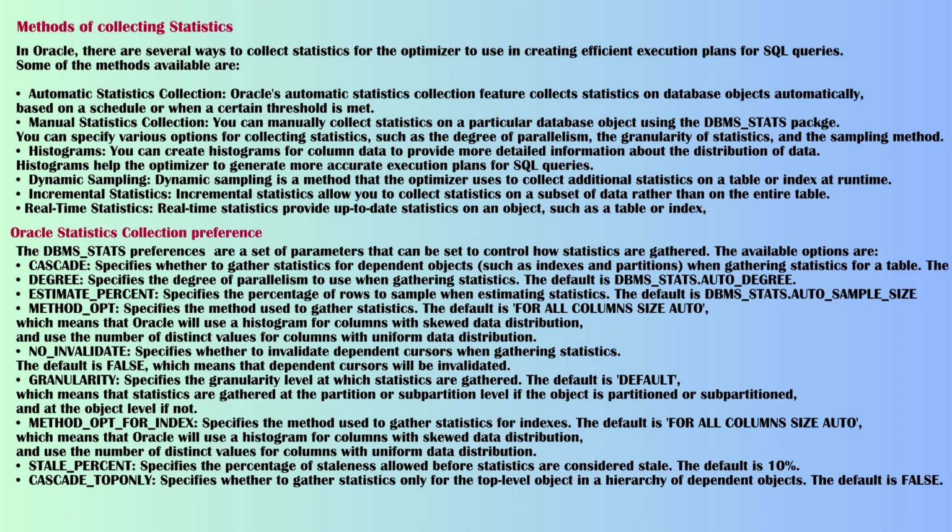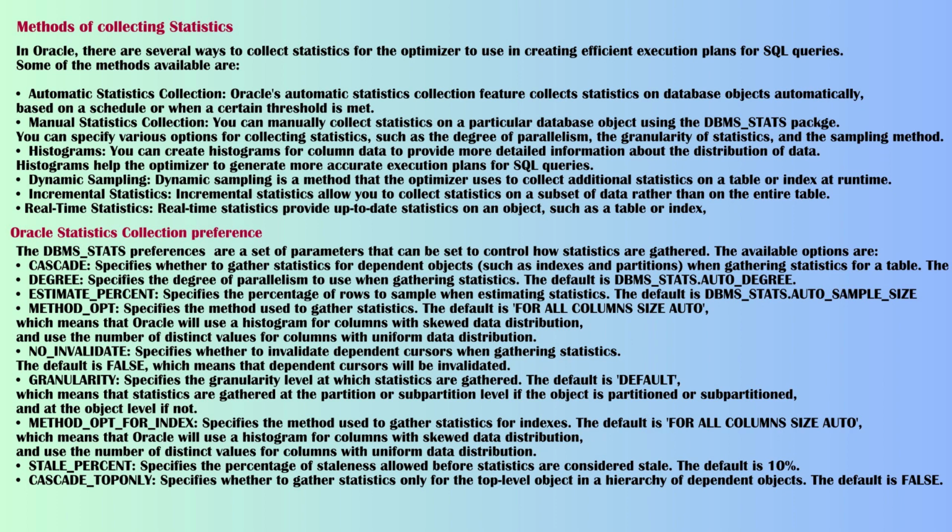Histograms. You can create histograms for column data to provide more detailed information about the distribution of data. Histograms help the optimizer to generate more accurate execution plans for SQL queries. Dynamic sampling. Dynamic sampling is a method that the optimizer uses to collect additional statistics on a table or index at runtime. This is useful for optimizing queries with complex predicates.